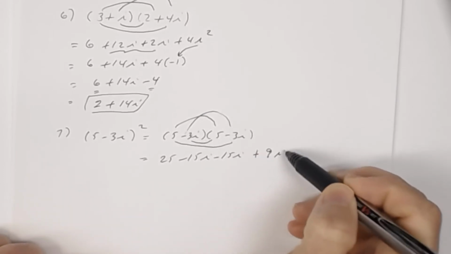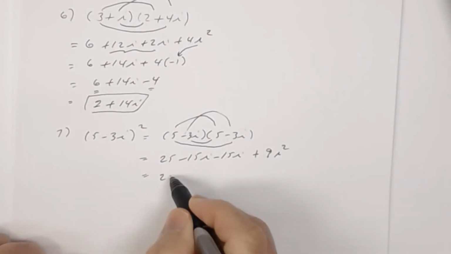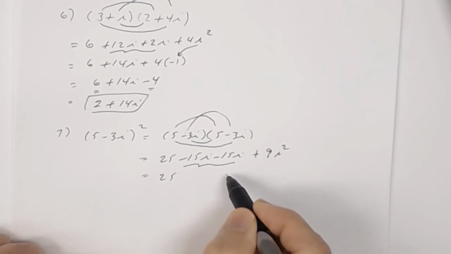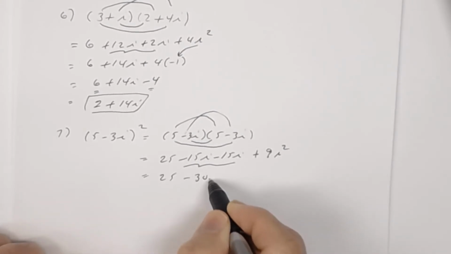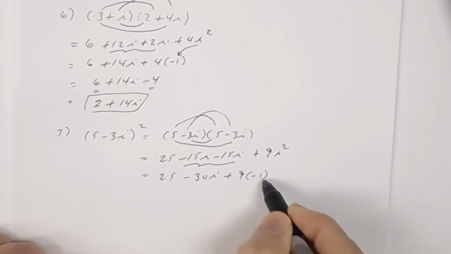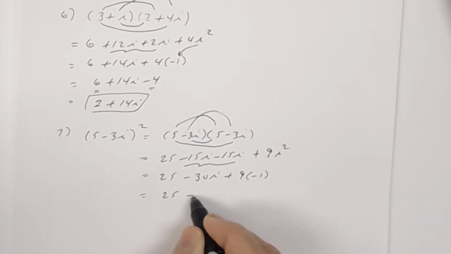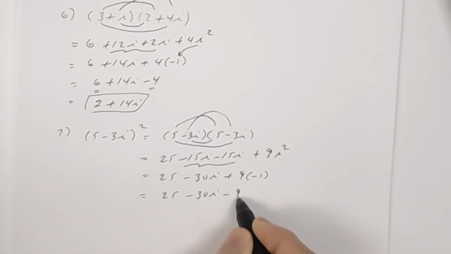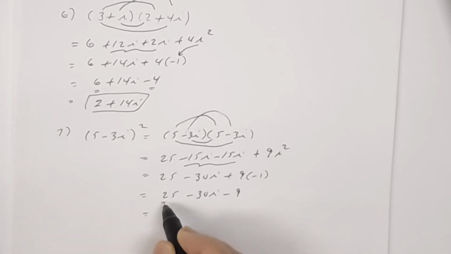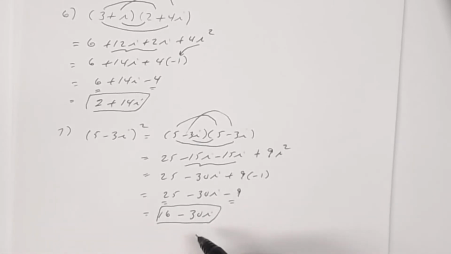I times i is i squared. Okay? All right, so combining like terms, I get 25. A negative 15i and a negative 15i is a negative 30i plus 9. And remember, i squared is equal to negative 1. So 9 times i squared means 9 times negative 1. So now we get 25 minus 30i minus 9. And then combining like terms, the 25 subtract 9, I'm going to get 16 minus 30i. So that's the answer to number 7.